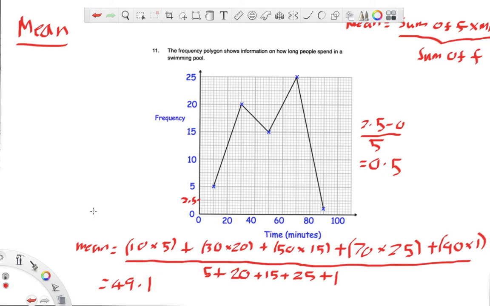So what have we done there? Well, we've taken our equation, which is the mean is the sum of the frequencies times the midpoints. So we've taken the frequencies, times them by the midpoints, and then divided by the sum of the frequencies, and we've got the answer of 49.1. What does that answer mean? Well, it is the estimate of the mean for this data, and that is the mean time that people spent in the swimming pool. So 49.1 minutes is the mean time that people spent in the swimming pool. So if I just put 49.1 mins for minutes, that's the mean time that people spent in the swimming pool.